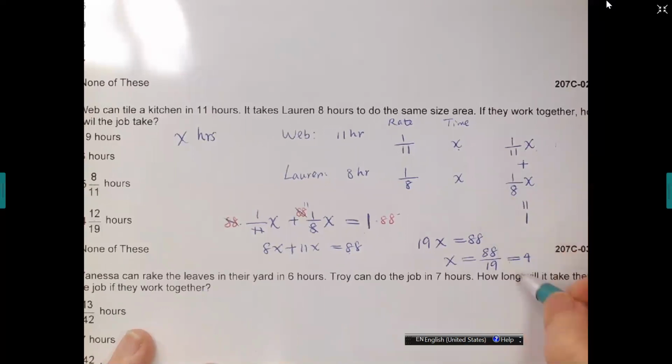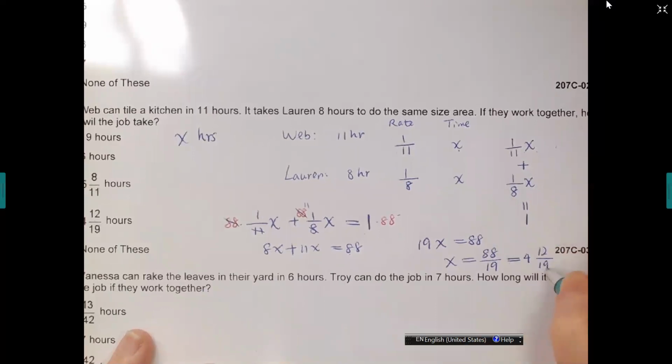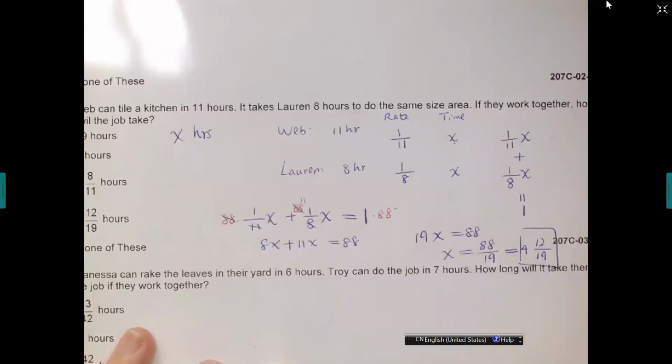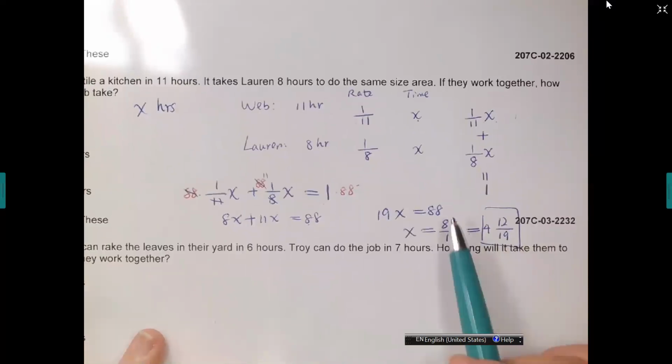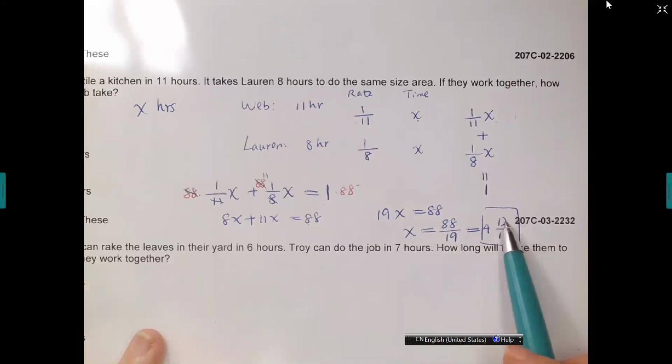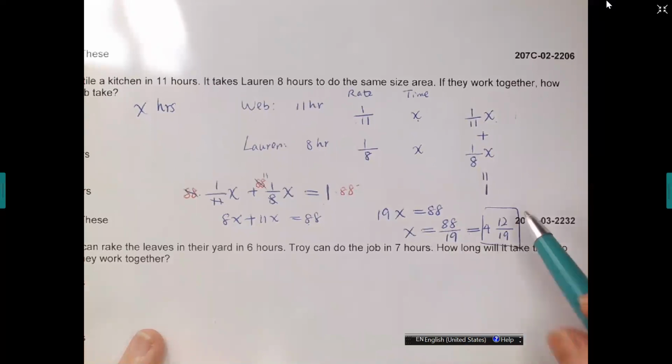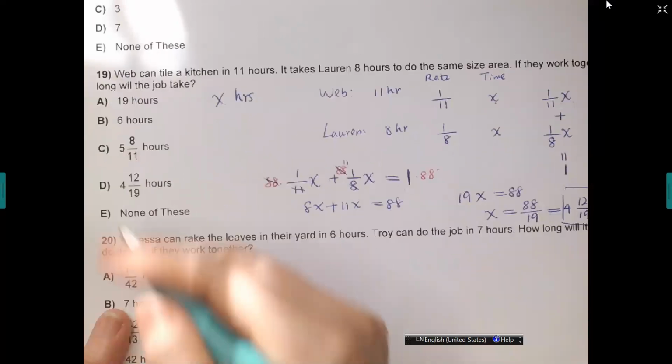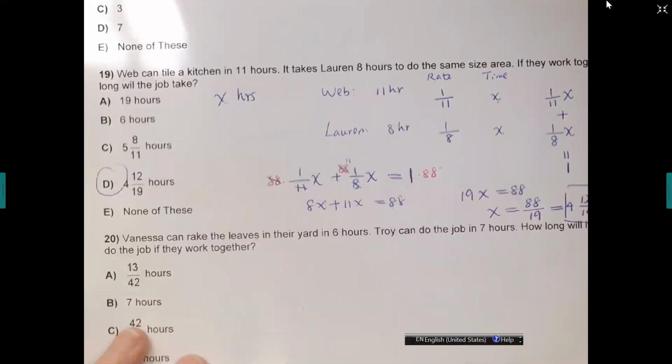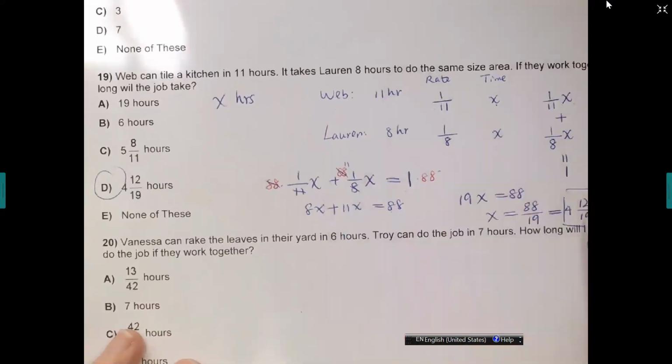So 88 minus 76 is 12, and 12 over 19. So turn this into a mixed notation: 88 over 19 equals 4 and 12 over 19 hours. And D is the right answer. All work problems are like this.